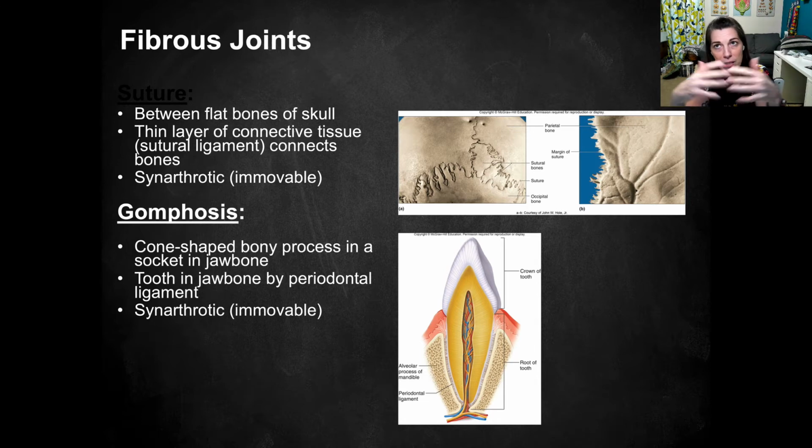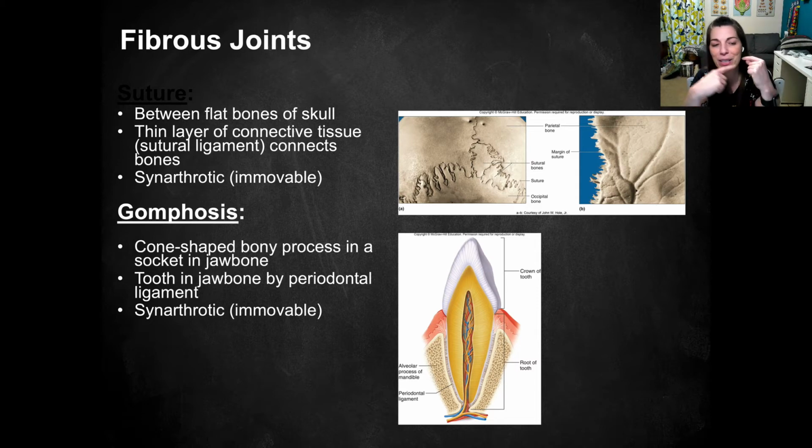Obviously, as babies develop, those plates haven't closed and they haven't fused together, but you don't really want your skull bones to move. And then the other one is gomphosis, which is a cone-shaped bony process in a socket, and it's a tooth, y'all. It's a tooth.